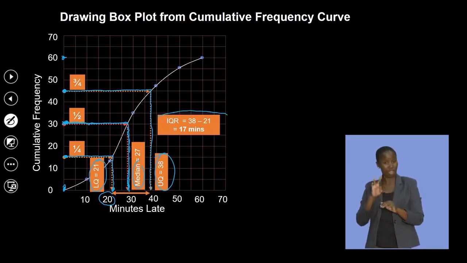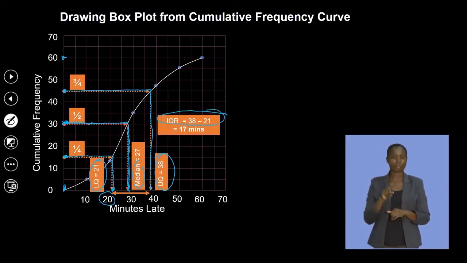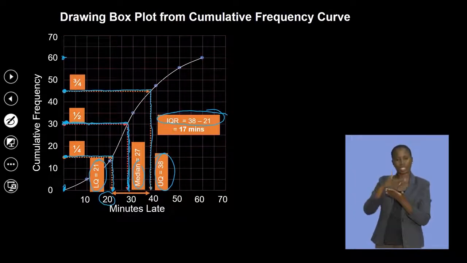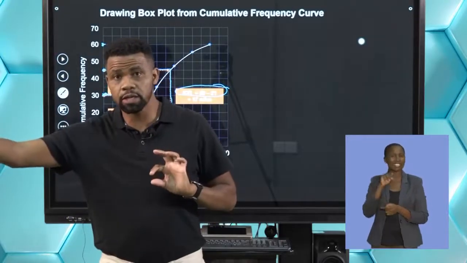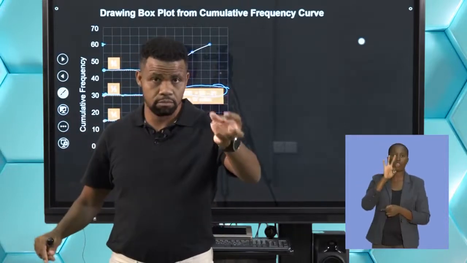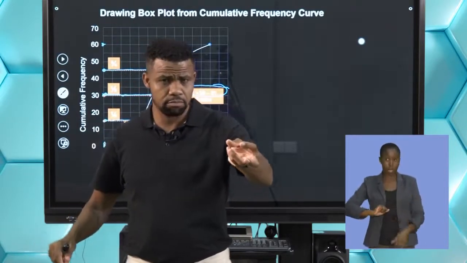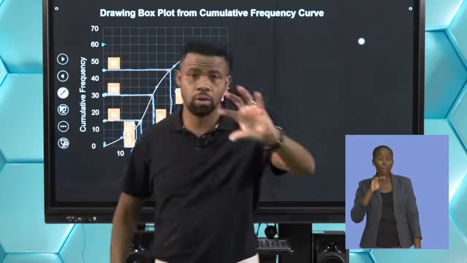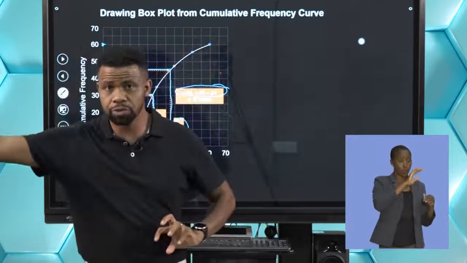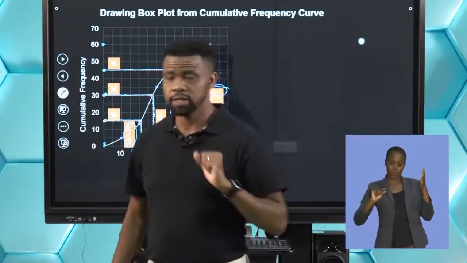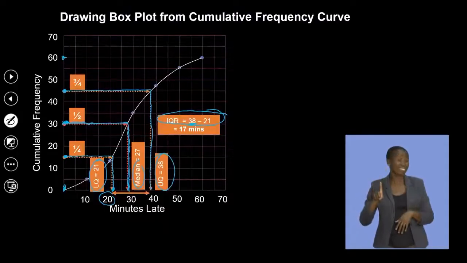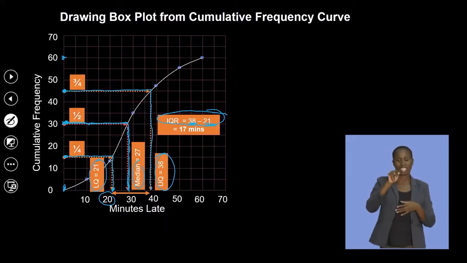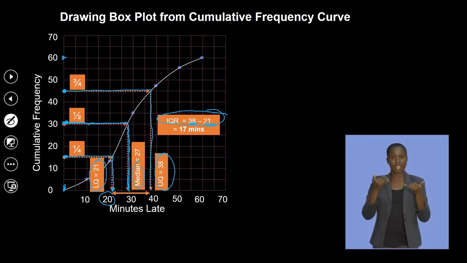Then the interquartile range. The interquartile range is Q3 minus what? Q1. It is the upper quartile minus the lower quartile. The upper quartile is Q3, the lower quartile is Q1. That's how we get the interquartile range. And the interquartile range just talks about 50% of the data. Now we can draw the whisker plot from that.